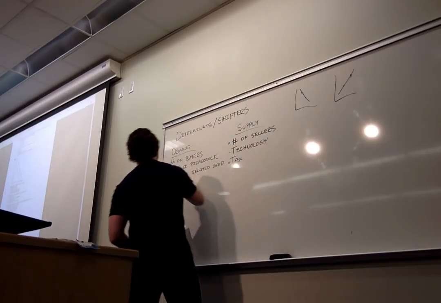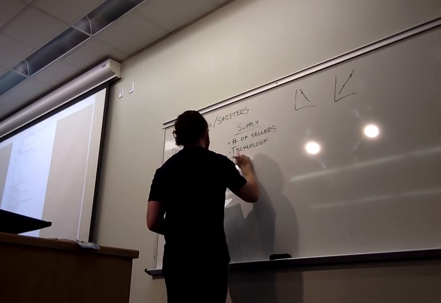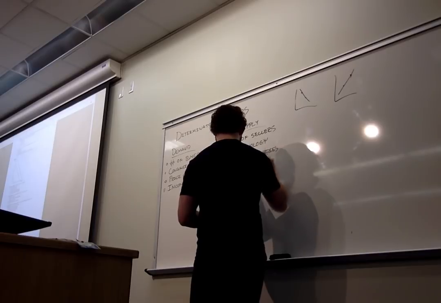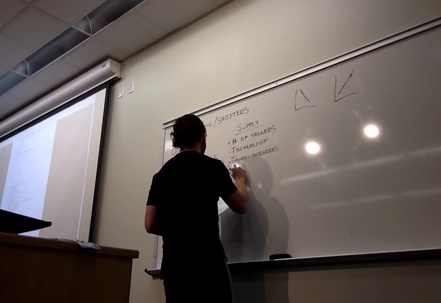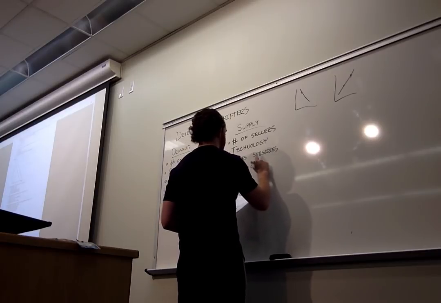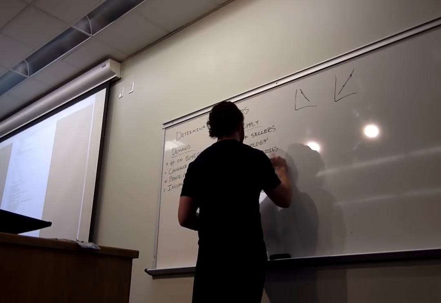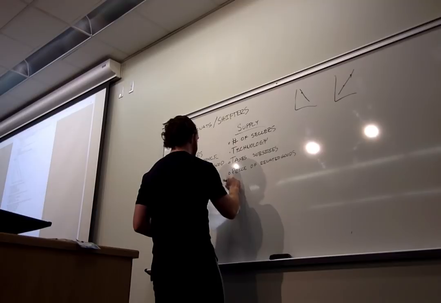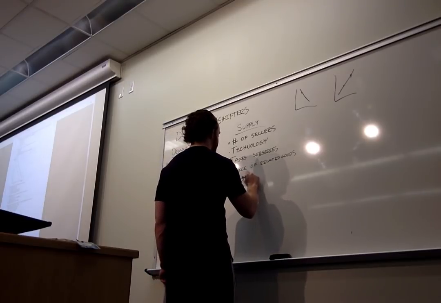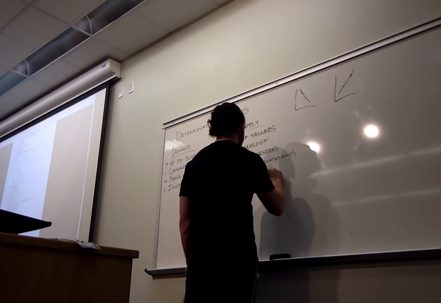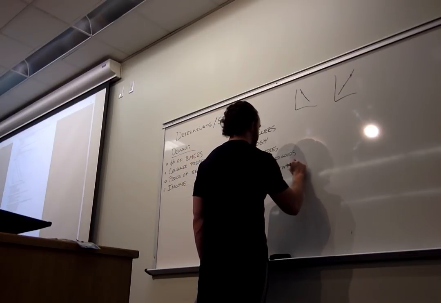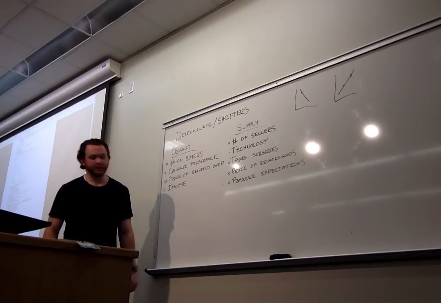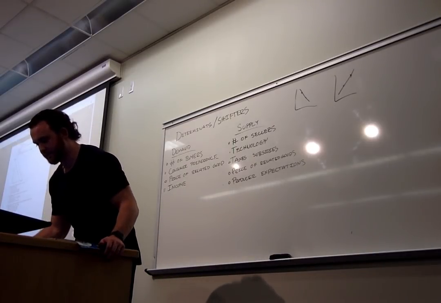Some bullets here. Price of related goods is one for both. Producer expectations. So I would jot those down somewhere. And then let me see if we can find some other examples.